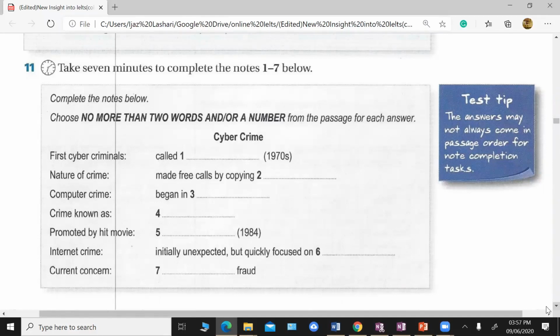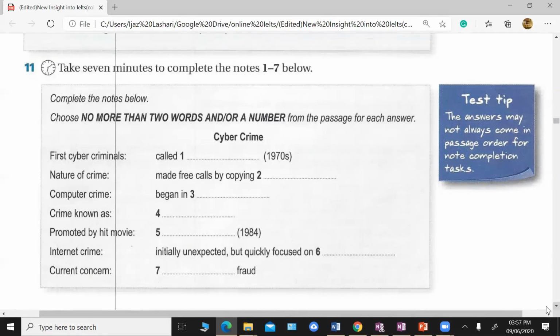Okay. Cybercrime. First cyber criminal called Dash, 1970s. Freakers. You can write down the answer and then we will check. Yes, number one, first cyber criminals called, maybe the name of the person, and 1970 is the year. So you can write down the answer here, number one. Number two, name of crime, made free calls by copying.